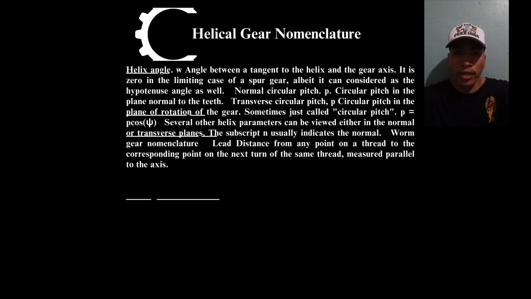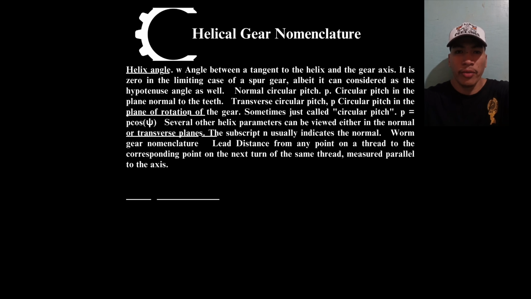The nomenclature of a helical gear has a helix angle. It is an angle between a tangent to the helix and the gear axis. It is zero in the limiting case of a spur gear, although it can be considered as the hypotenuse angle as well. Normal circular pitch points to circular pitch in the plane normal to the teeth. Transverse circular pitch points to circular pitch in the plane of rotation of the gear. Sometimes it's called circular pitch, such that Pn is equal to P cosine.